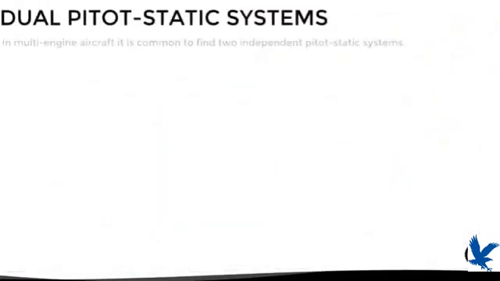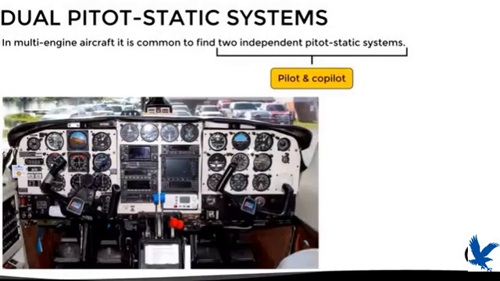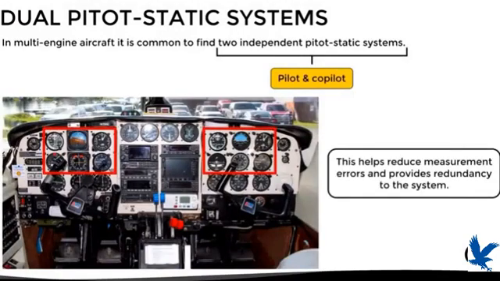One thing to finish is that, in multi-engine aircraft, it is common to find two independent pitot-static systems, one for the pilot's instruments and the other for the copilot's instruments. This design is quite beneficial, as it reduces measurement errors and provides redundancy, since the instruments on one side can be compared with those on the other side to check how much difference they have, or if some kind of problem is occurring. This procedure is known as a cross-check.